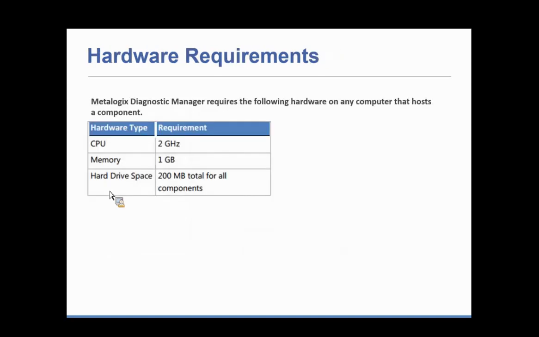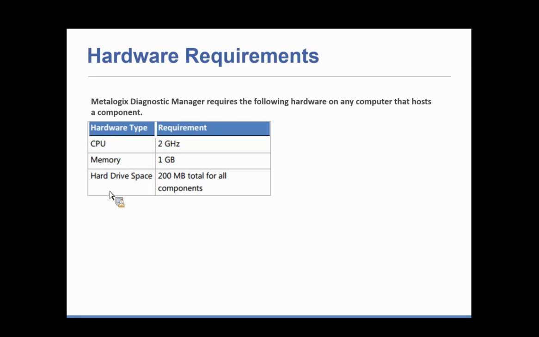Moving along, hardware requirements for the Diagnostic Manager tool. Metalogix Diagnostic Manager requires the following hardware on any computer that hosts a component. Any of our components, be that a collection service, the management console, or the repository, must have at least a 2 gigahertz CPU, and I'd be hard-pressed to find an enterprise server out there that had less than that. At least 1 gig of memory. Again, I can't imagine an enterprise server that has less than 1 gig of memory. And about 200 megs total for all components of hard drive space.